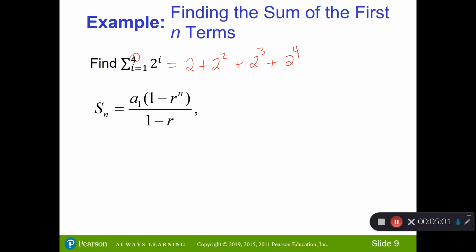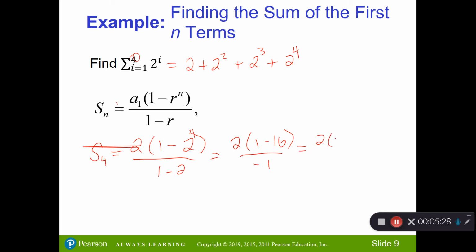Well, I can just plug that into my calculator, but let's get there using the formula. Our formula has the n value of 4. A1 is the first term in the sequence, so 2. 1 minus the r, how much am I increasing by? A ratio of 2. r to the nth power, so 2 to the 4th, over 1 minus 2. So that's 2 times 1 minus 16 over negative 1. And that equals 30. And if I add up 16 plus 8 plus 4 plus 2, I get to 30.